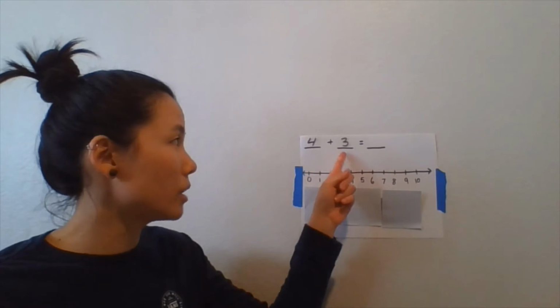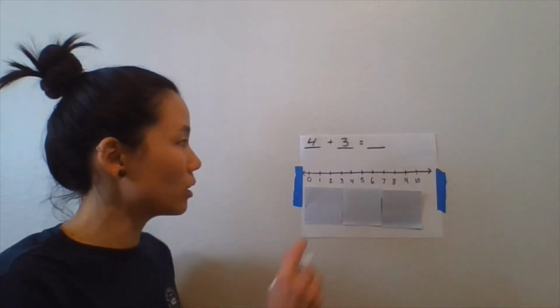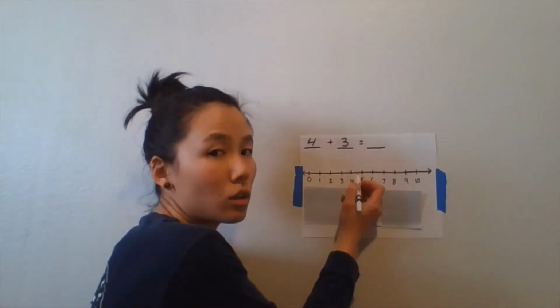So remember, what is the first thing that I'm going to do with my addition problem? Yeah, I'm going to circle my bigger number. So I need to think about which number is bigger, 3 or 4. Which one is bigger? 4. So I'm going to find 4 on my number line. I'm going to circle it.